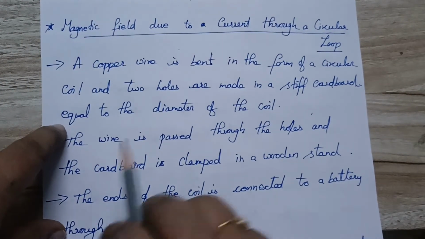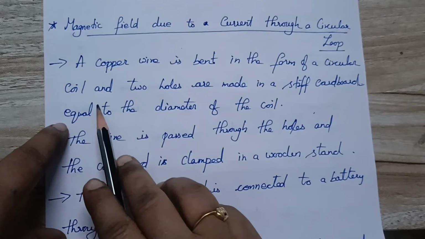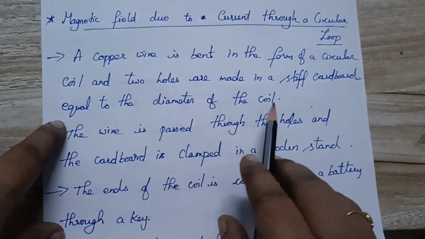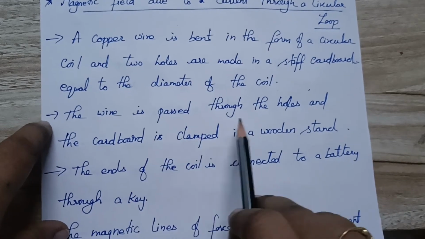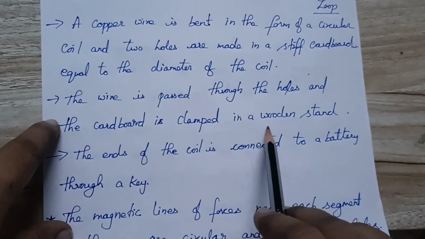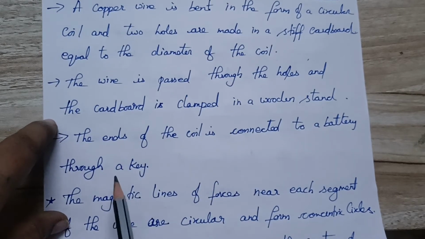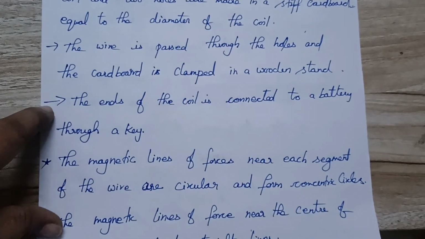A copper wire is bent in the form of a circular coil, and two holes are made in the stiff cardboard equal to the diameter of the coil. The wire is placed through the holes and the cardboard is clamped onto the wooden stand. The ends of the coil are connected to the battery through a key. Fine. How will the lines be?